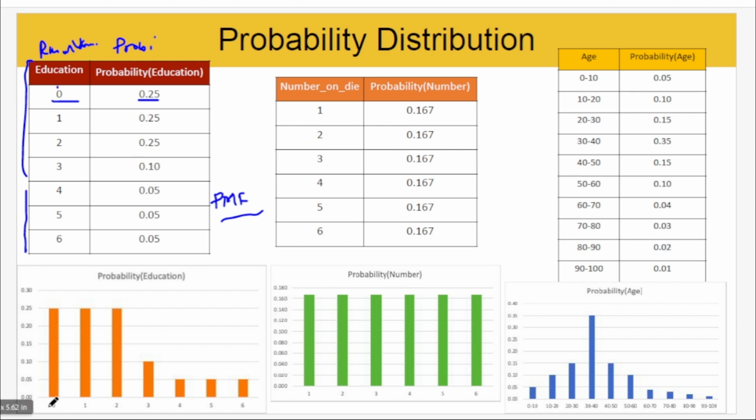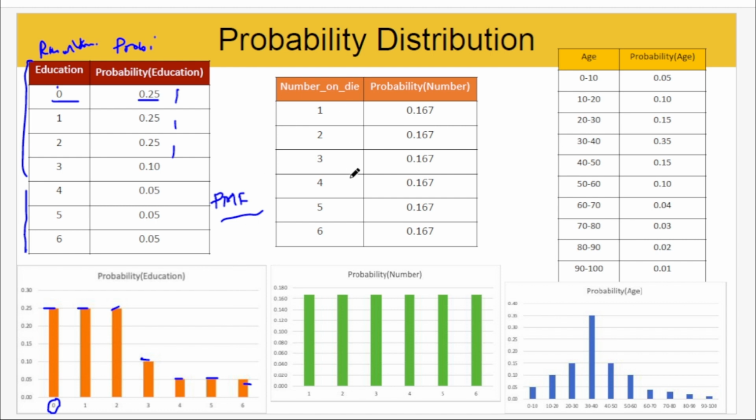Yes, bhaiya, yes. So this is probability education. It is taking 0 with 0.25. The first three are similar, these three. Then it is taking some odd values, 0.10, 0.5, 0.5. Okay. This is my first graph. You just look at the graph.